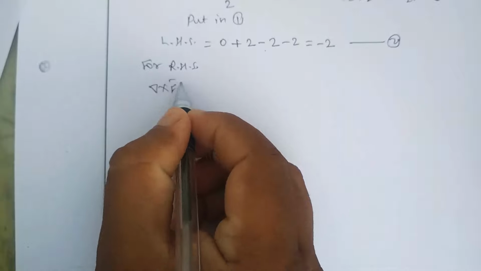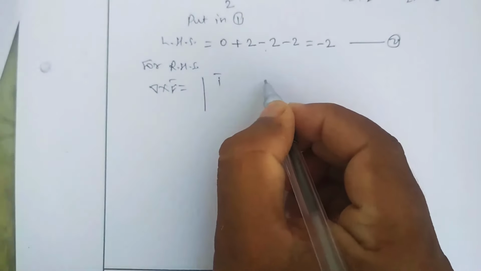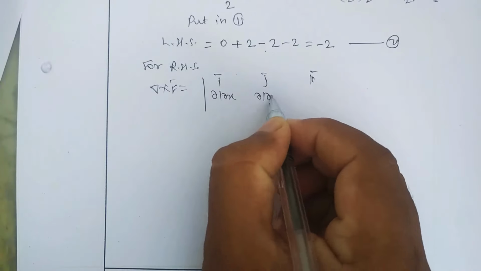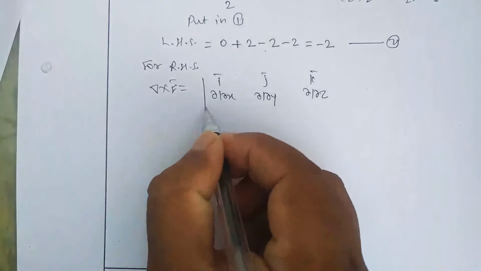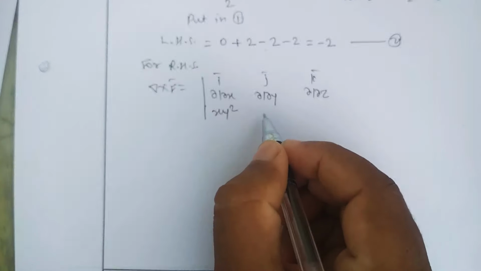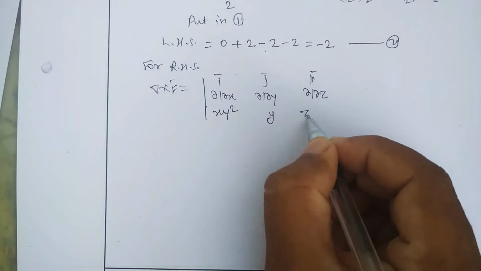Del cross F bar is equal to the determinant of i bar, j bar, k bar; del by del x, del by del y, del by del z; F1, F2, F3. For this example, F1 is xy square, F2 is y, and F3 is z square x.